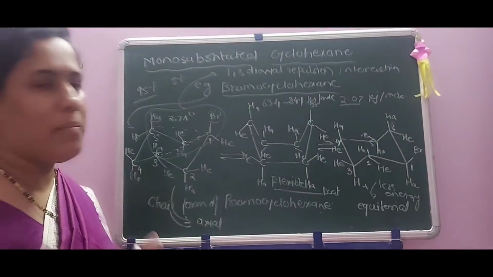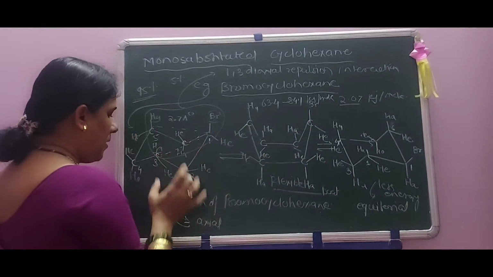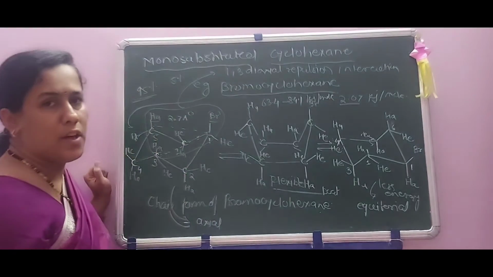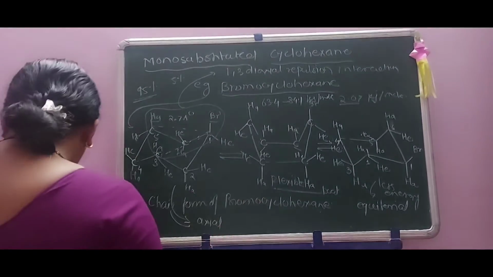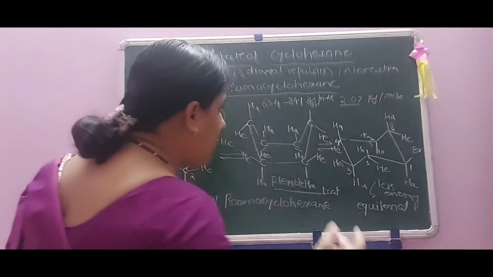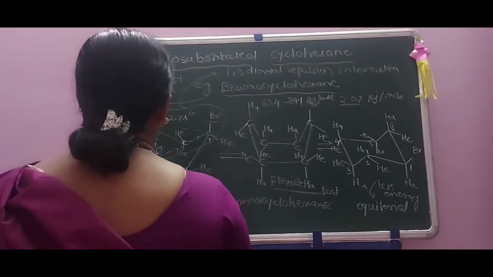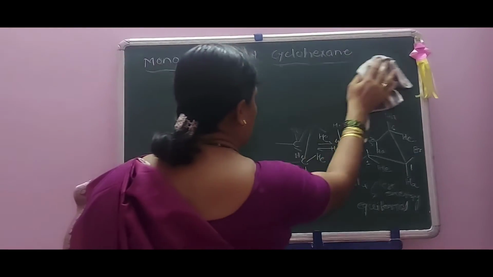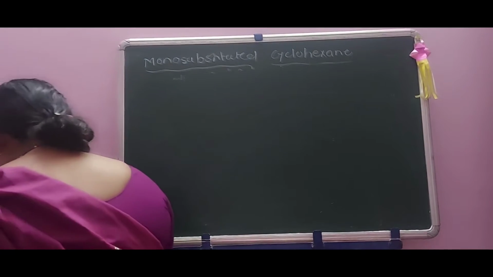There is a dynamic equilibrium between the chair form of bromocyclohexane and the equatorial form of bromocyclohexane via flexible bond formation. Now we can draw the potential energy level diagram here in a graphical format, like this.